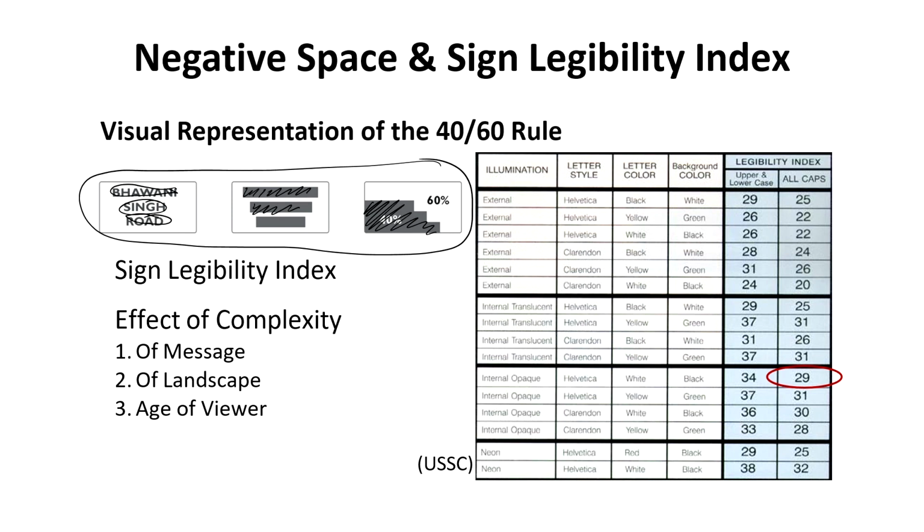If the age of the viewer is higher, then it is also affecting the overall legibility index. Older individuals may have reduced visual acuity and contrast sensitivity, making it challenging for them to read a sign with small and poorly contrasting letters. Therefore, signage intended for older demographics may need to have larger letters.